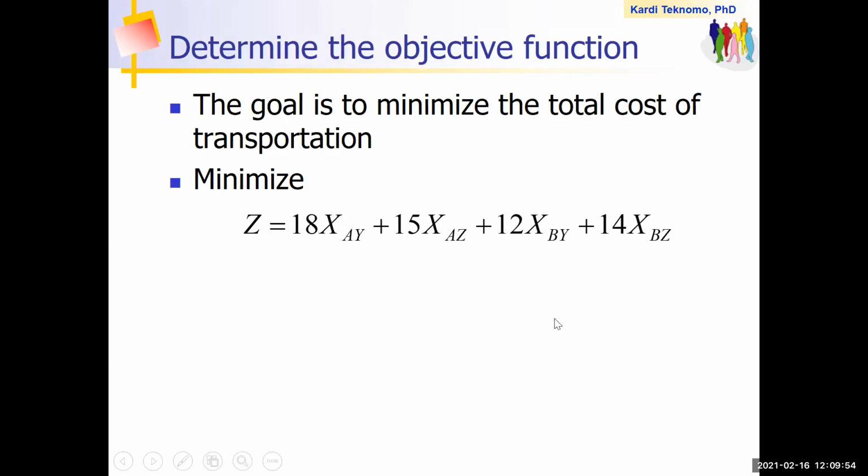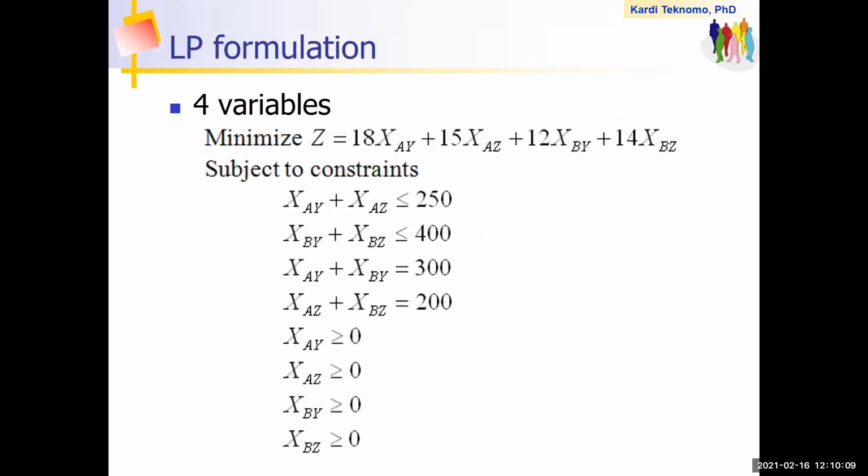Up to here, any question? Is it clear? Yes. Clear. You learned this in OR1 already, so this is like repeating. Just a review. Then you have 4 variables.